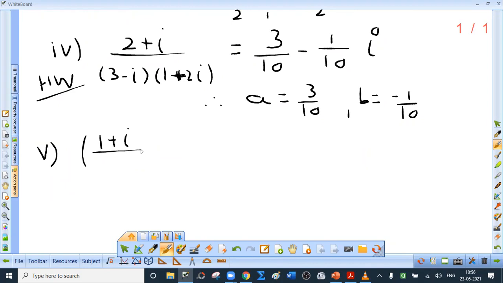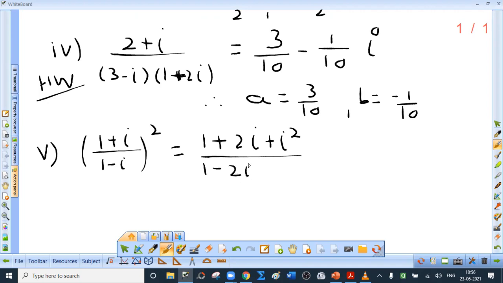So (1 plus i) upon (1 minus i) whole square. See, there are two methods. You may say, sir, within the bracket we will simplify. That is also correct. But I'm writing this directly. 1 plus 2i plus i square, because what is (a upon b) whole square? a square upon b square. In the denominator, 1 minus 2i plus i square.